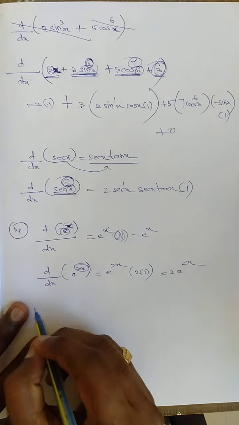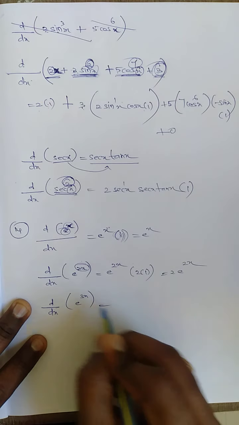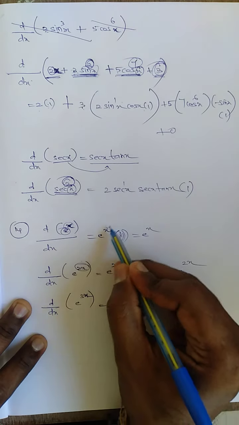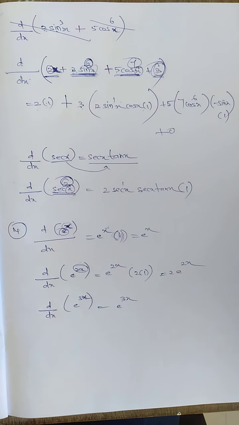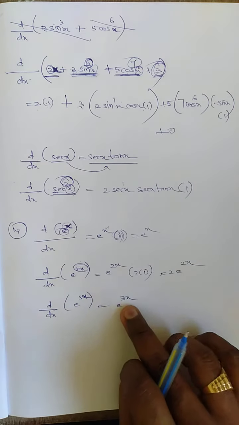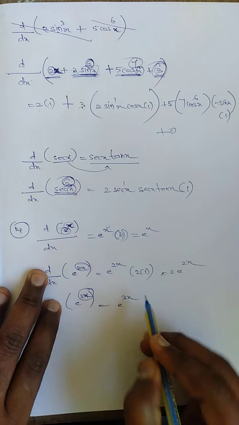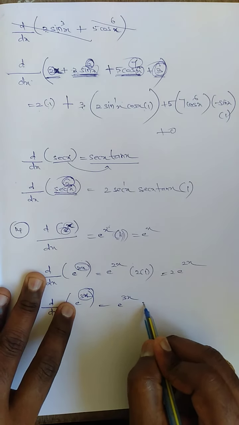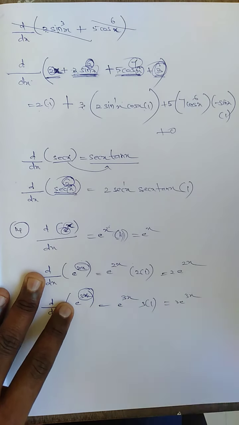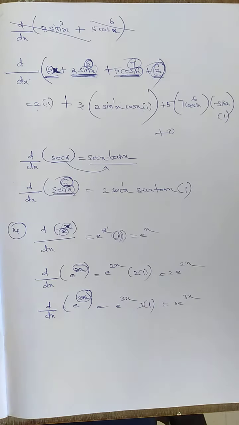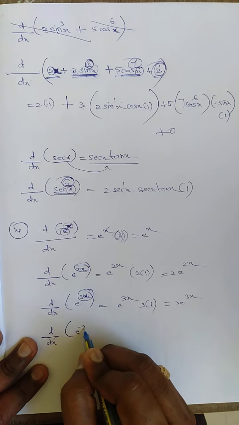So I am going to differentiate d by dx of e power 3x. You know, the derivative of e power x is e power x. E power 3x means e power 3x only. Here x differentiates to 1, and in 3x, 3 is a constant, right? As it is, x differentiates to 1. So 3 e power 3x. Next, differentiate e power minus x.